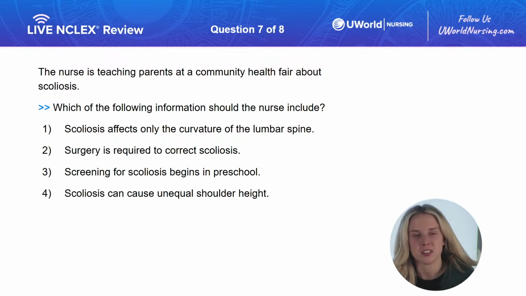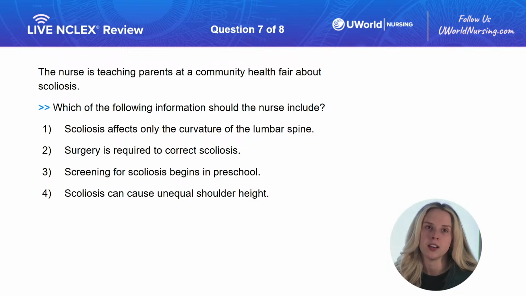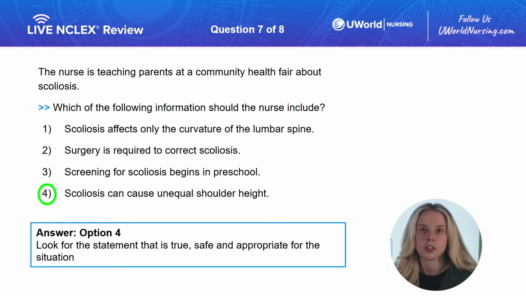All right, lots of answers coming in. You all are the cream of the crop today. You're doing so, so well. And our correct option here, you guys got it, was option number 4. So which of the following information should the nurse include? This is a positively worded question. We're looking for a correct teaching point here. And scoliosis can indeed cause unequal shoulder height.